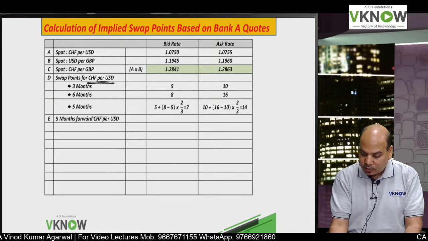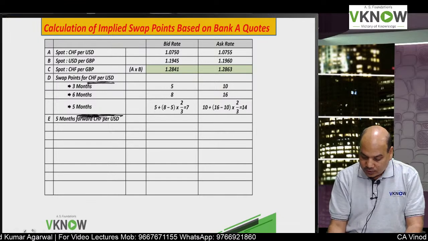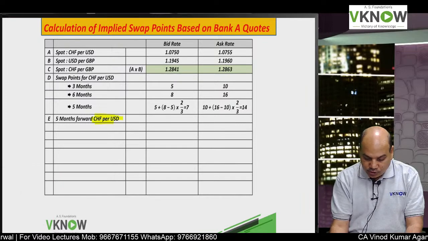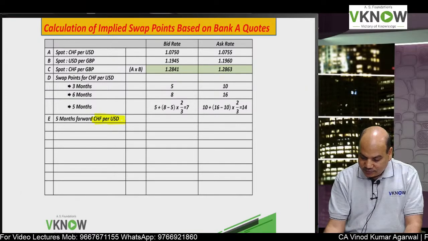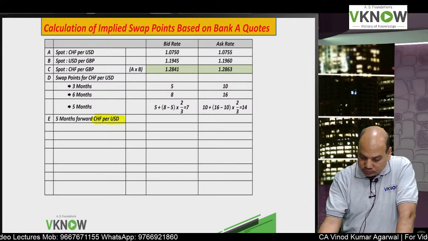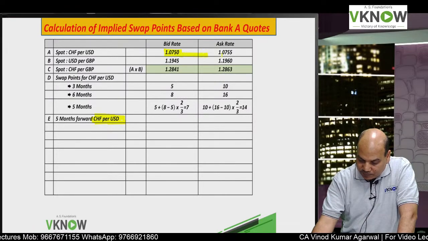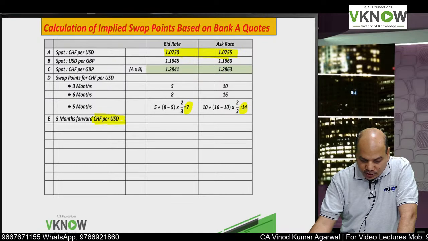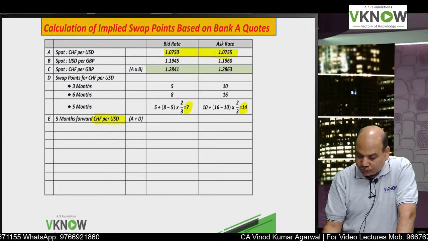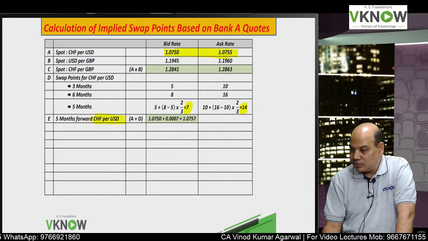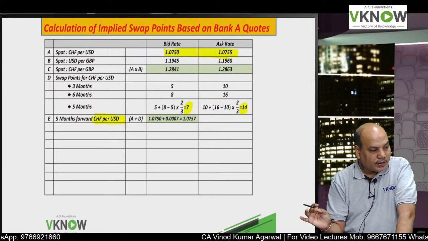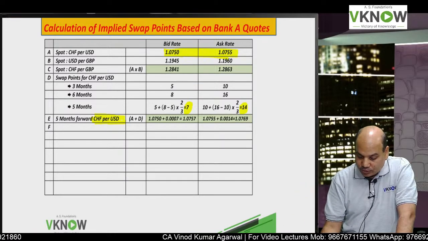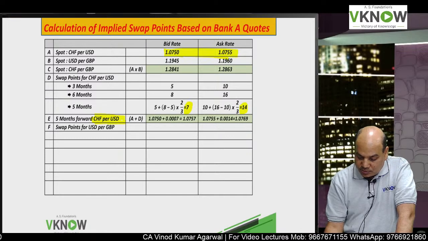So 5-month forward rate, CHF per USD. This first line is CHF per USD. You will add the swap points here because it is in ascending order. So A plus D: 1.0757, 1.0769. Now we'll do it for USD per GBP.